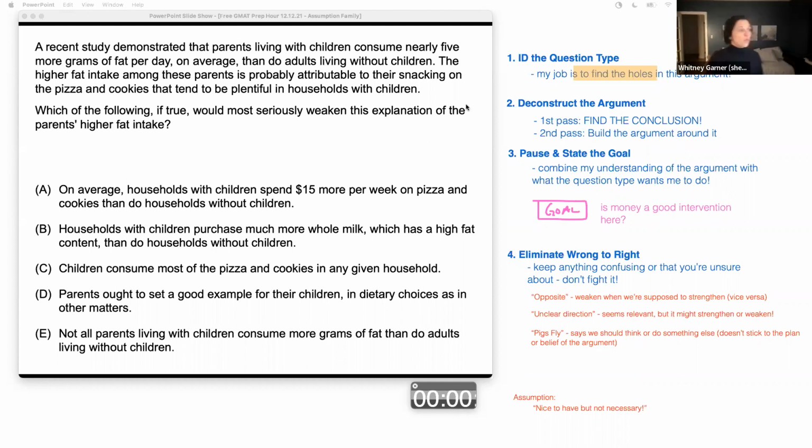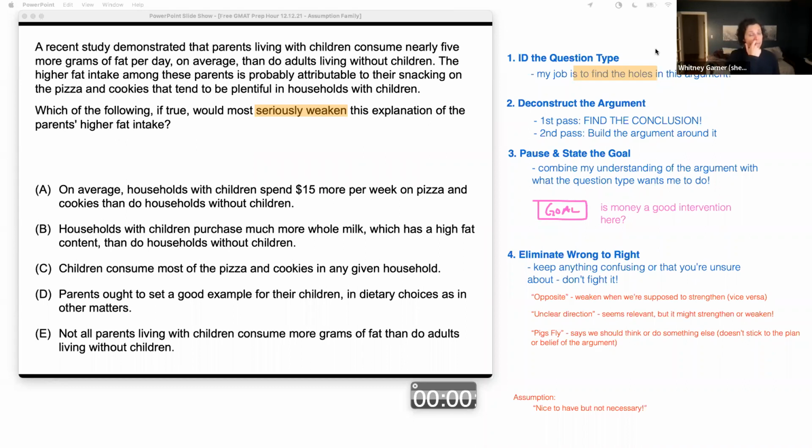All right. So which of the following would most seriously weaken an explanation of a parent's higher fat intake? Okay, so I'm looking for the holes in this argument, in this case, so that I can exploit them. My first pass through is to find the conclusion. A recent study demonstrated that parents living with kids consume nearly 5 more grams of fat per day on average than adults that don't live with children. Okay, that's a fact. The higher fat intake among these parents is probably attributable to, okay, this is a belief, I'm already there.